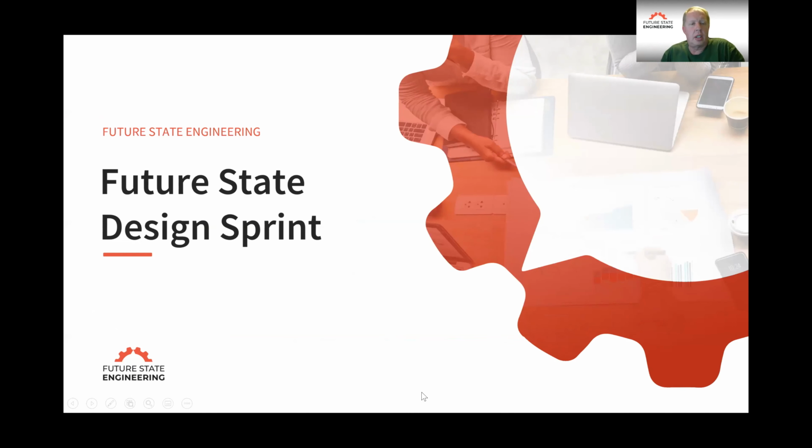So I'd like to take a little time to talk about our future state design sprint. This design sprint was developed for two purposes. The first purpose is to really establish the mindset within the organization that's needed to achieve breakthrough performance improvement. And the second is to get buy-in from everybody in the group that these are the things that we need to do and accomplish to achieve that breakthrough.